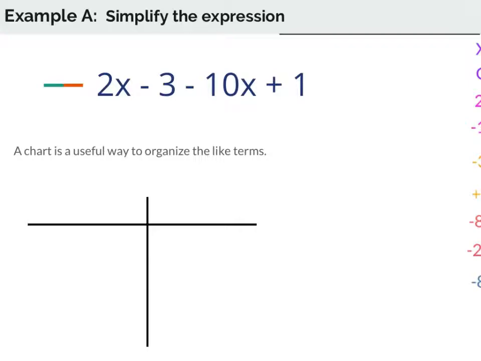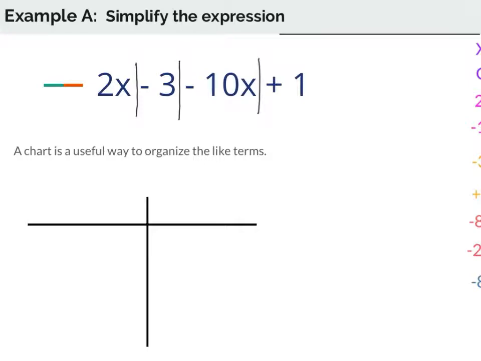So I'm going to draw a line down in order to separate the terms. I see a subtraction symbol, I'll draw a line. I see another subtraction symbol, I draw a line. I see an addition symbol, I draw a line. So now I've broken my problem into 4 different terms. 2x is one term, minus 3 is its own term, minus 10x is its own term, and plus 1 is its own term. So now we're going to have to combine them.